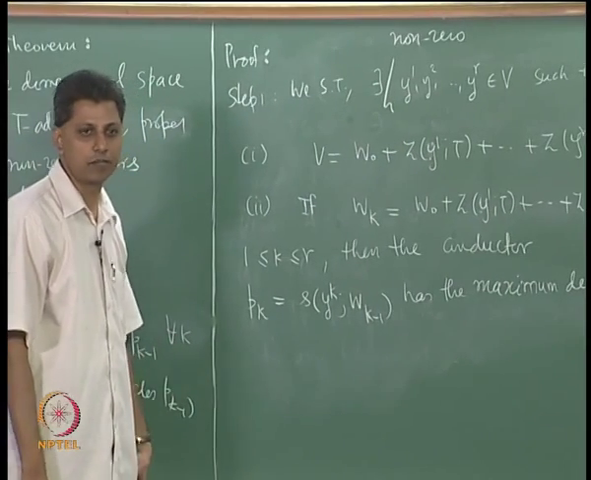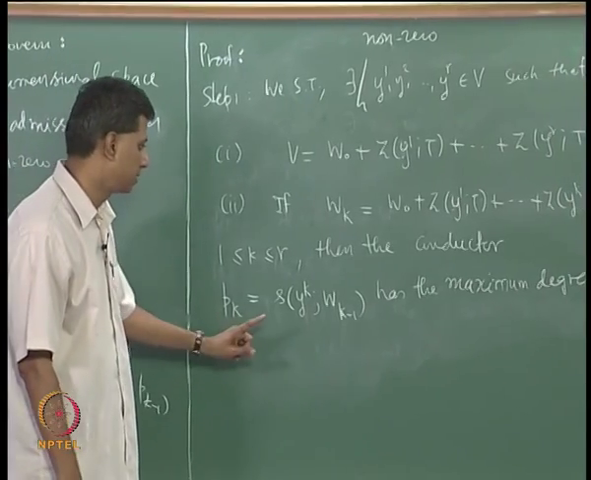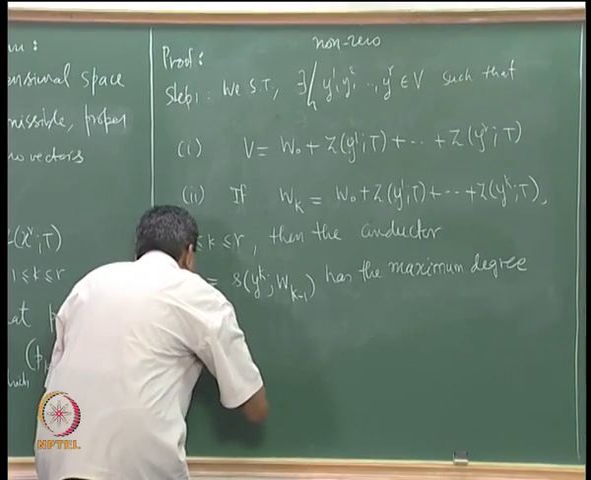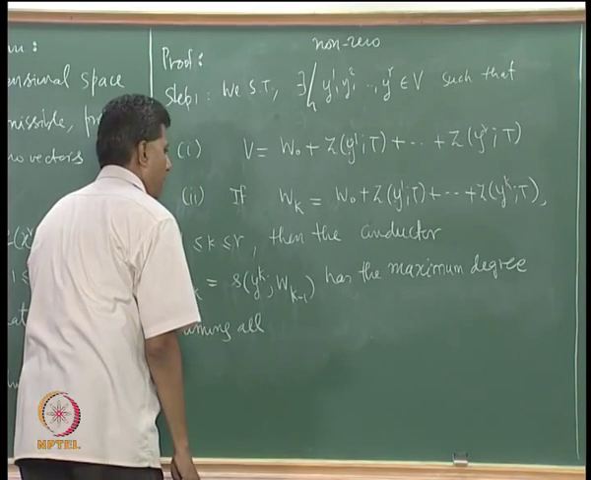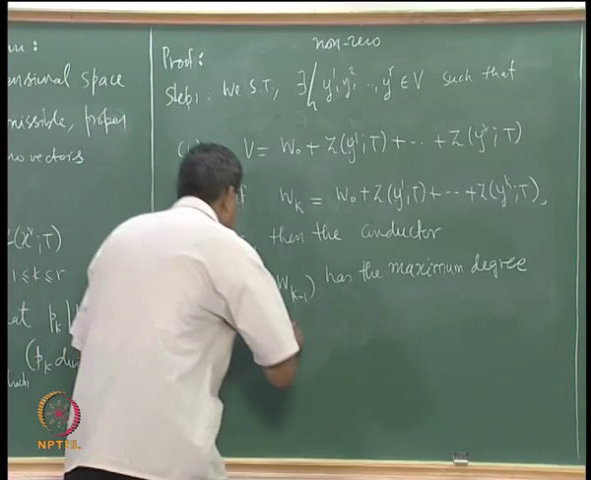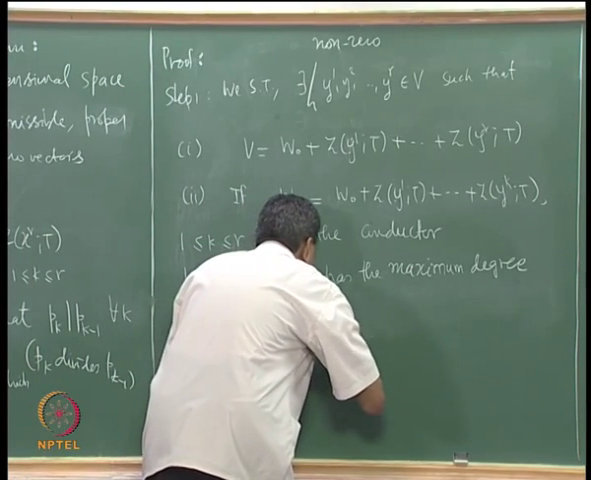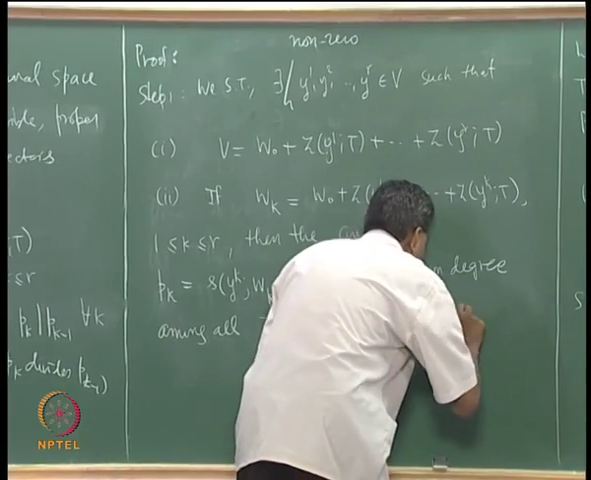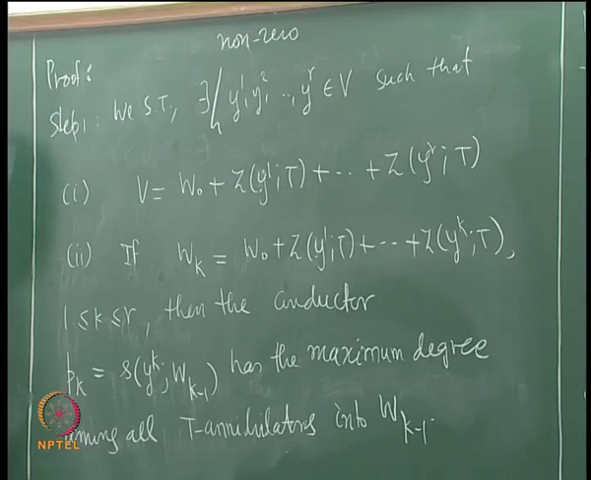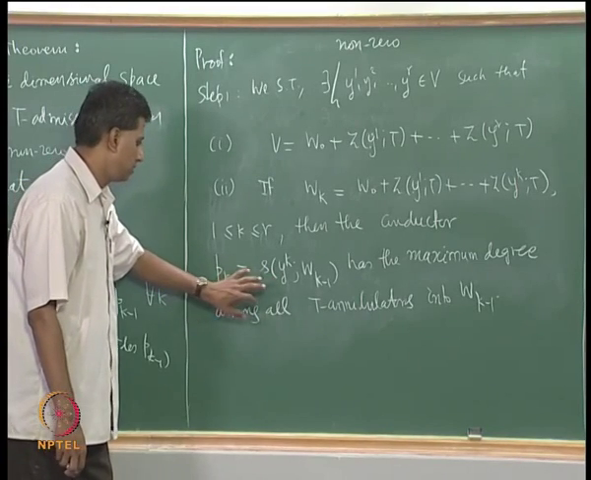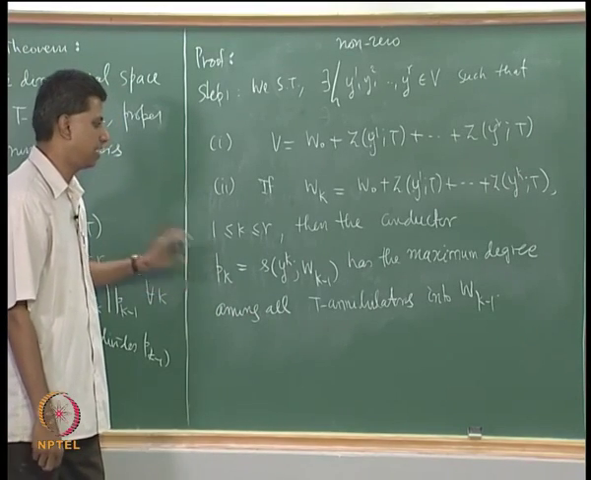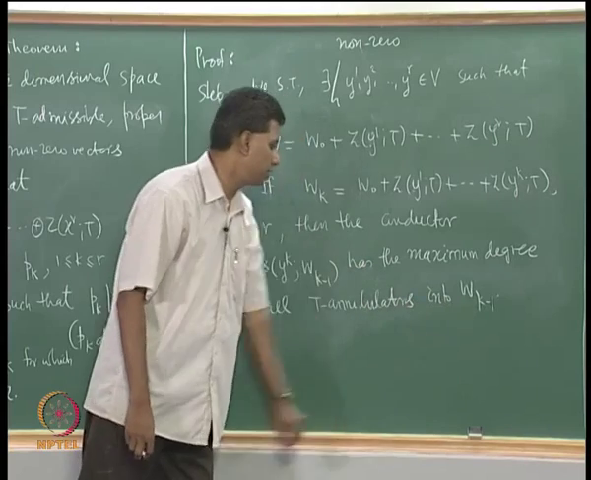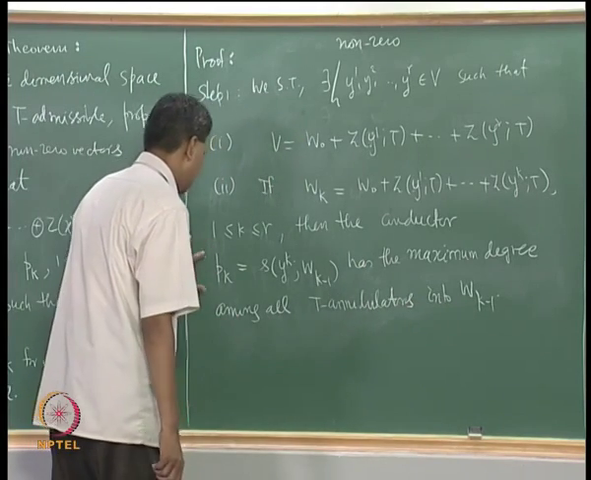I must tell you that the statement is complicated, but the proof of this is easy. It has the maximum degree among all T annihilators into Wk minus 1. What is the meaning of this? Wk is this subspace. I look at a particular polynomial, denoted by pk. This pk has a property that among all the T annihilators into Wk minus 1, this one has the maximum degree. So let me write down the formulation.